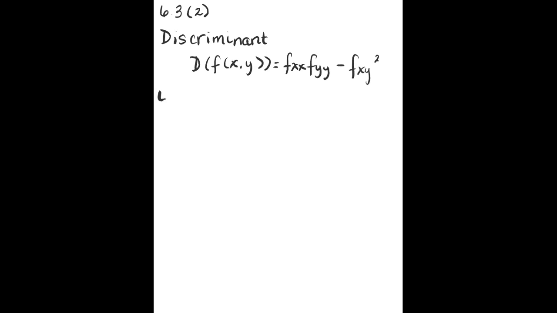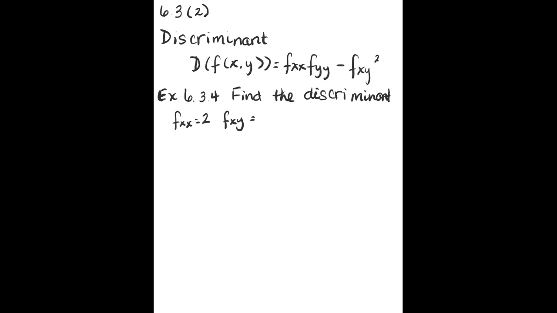Okay, so in example 6-3-4, we're going to find the discriminant of the last example we did on the first day's notes. Okay, so again, we ended up with fxx was 2, fxy was 3, and fyy was 30y. Okay, so we're just going to plug it into the formula.